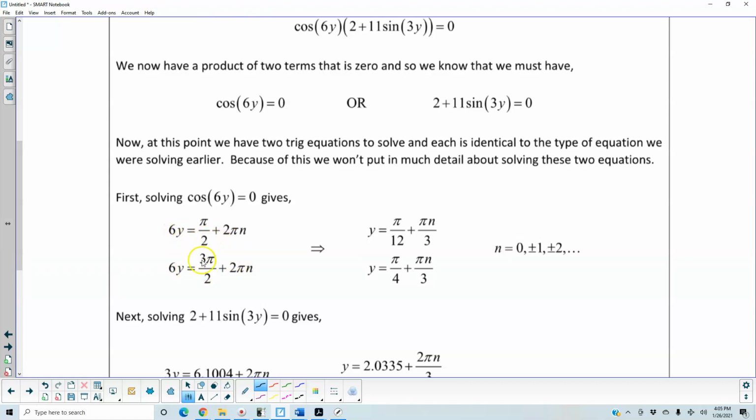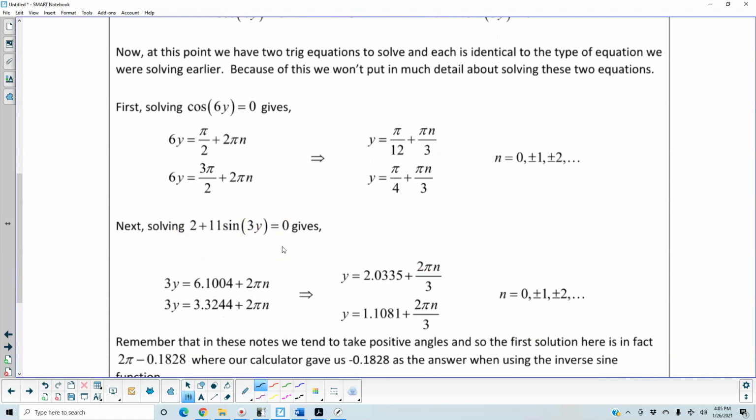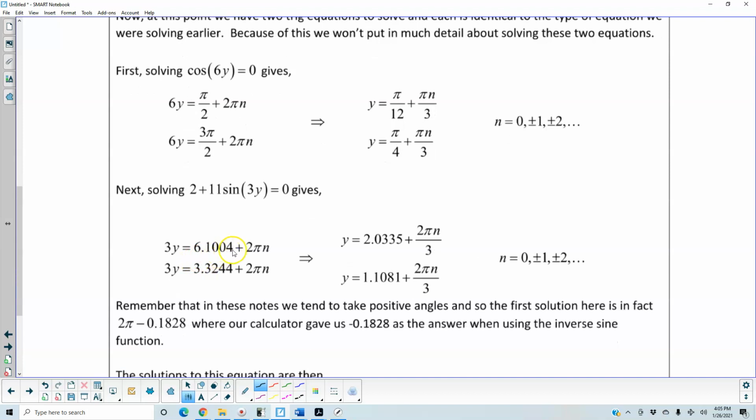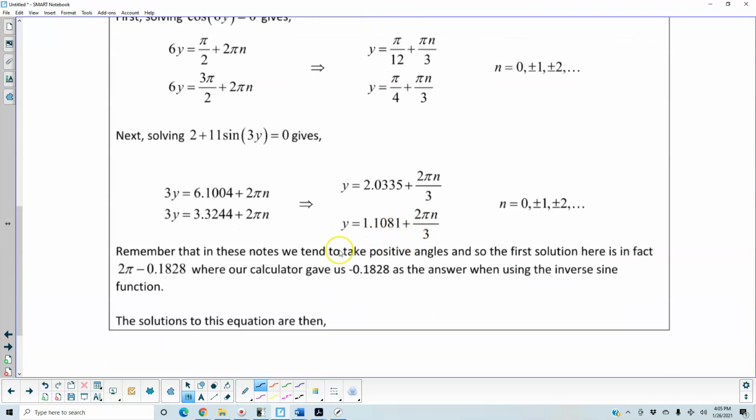Now, dividing both sides by 6, we get y, which is equal to pi over 12 plus pi n over 3. Y is equal to pi over 4 plus pi n over 3. Now next we want to solve 2 plus 11 sine of 3y, which is equal to 0. So what we're going to do here is we're going to end up getting 3y, which is equal to 6.1004 plus 2 pi n, and 3y, which is equal to 3.3244 plus 2 pi n, to give us the following. Y is equal to 2.0335 plus 2 pi n over 3, and y is equal to 1.1081 plus 2 pi n over 3.